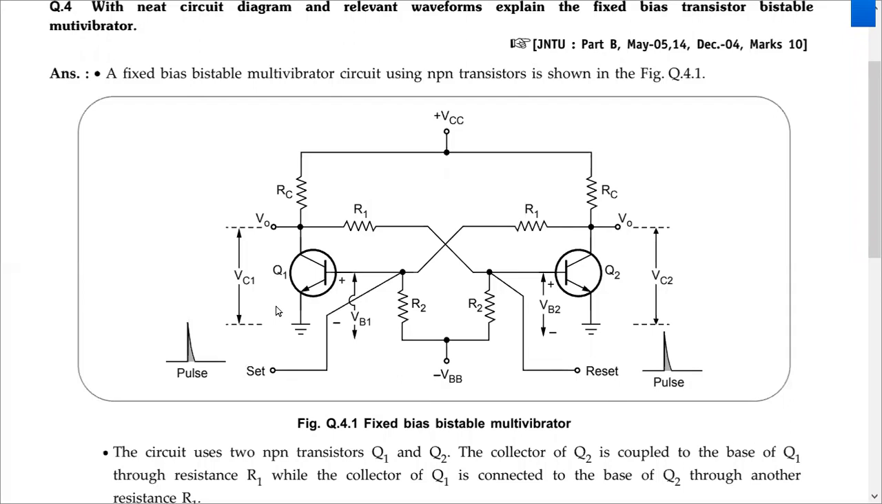Another key point: for an NPN transistor, if the base voltage becomes high, the transistor becomes on. Again, if the base voltage for an NPN transistor becomes low, what happens to the transistor? If the base voltage becomes low or negative, what happens? Please answer.